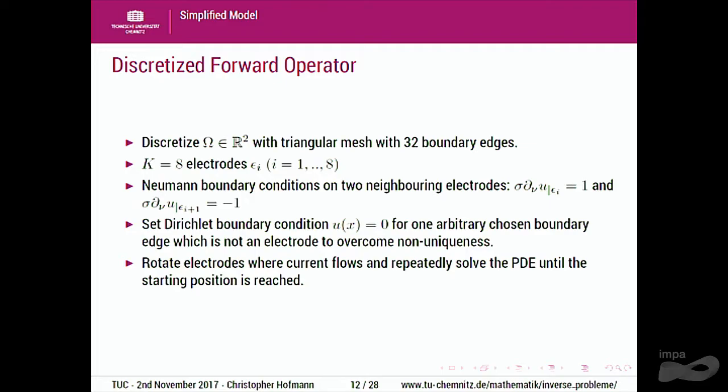Again, for our simulations, I'd like to talk later on. What did we do? We took this sample omega and discretized it with a triangular mesh, which we later used for the FEM calculations to solve the Laplace equation. We got 32 boundary edges, and K is 8, so 8 electrodes, which is very limited data.